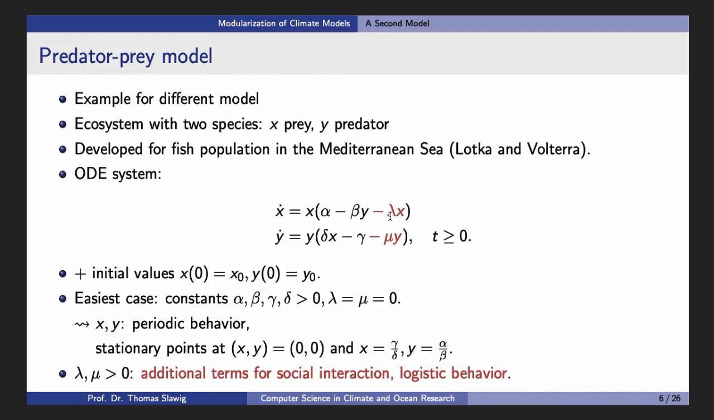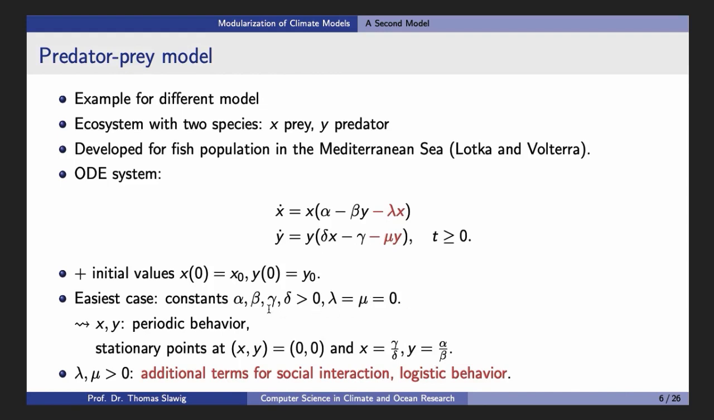idea is if the population is too big, then the prey population will decrease again, because there is social interaction and competition inside the species, even without a predator. The same is true for the second equation. There you can also compute, not periodic solutions, but stationary points at 0, 0, and at these 2 points if there is no social interaction inside. So this is a model which is somehow flexible.